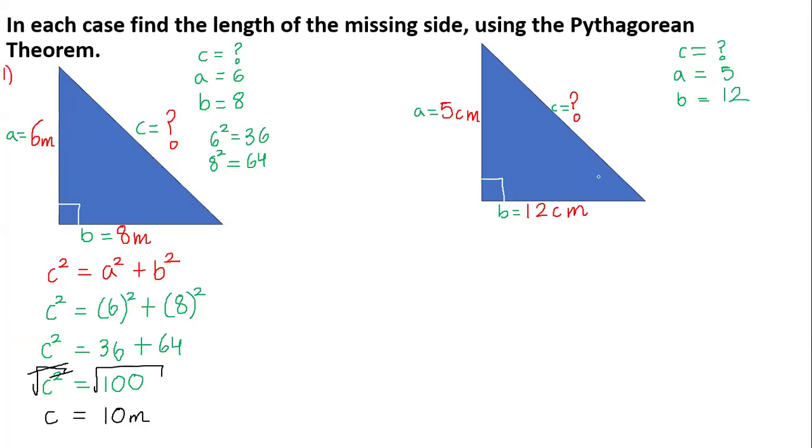All right, and so what's our formula for the Pythagorean theorem? It's what? C squared, tell me, it's gonna be what? A squared plus B squared. Very good. C squared is equal to A squared plus B squared.